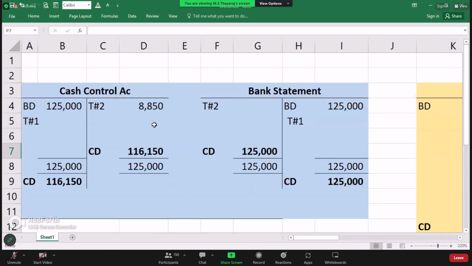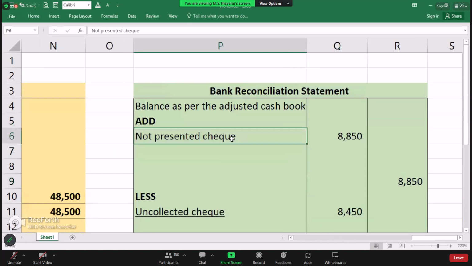The 8,850, we wrote this check. The company wrote this check to a particular supplier, so we have to credit this amount. Therefore, our balance will be decreased. But the bank did not consider it, as it was not presented by the supplier to the bank. Therefore, the bank statement balance will be increased, so we have to add this not presented check 8,850. What about the next one?